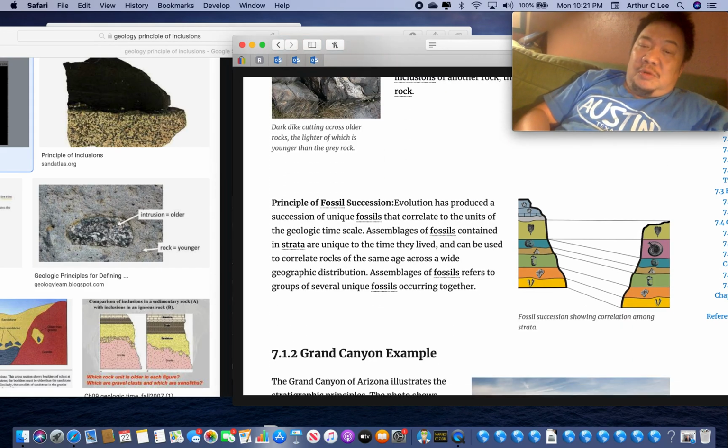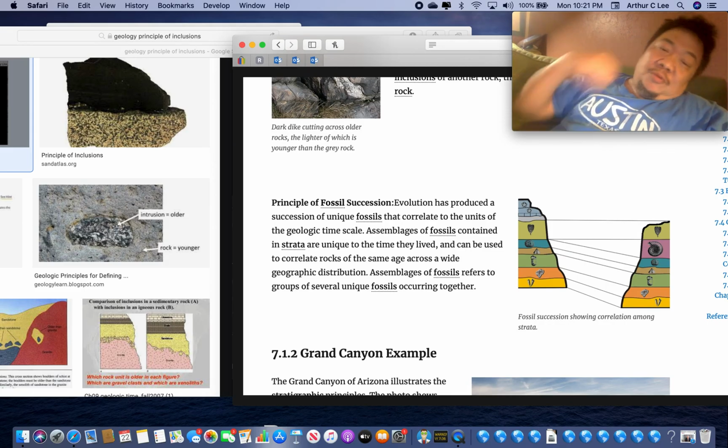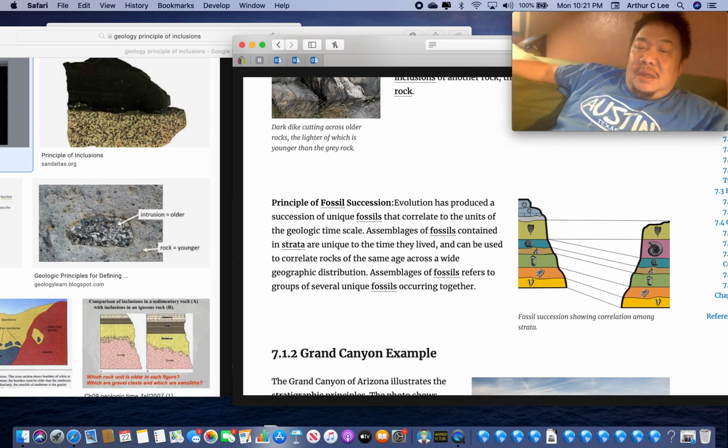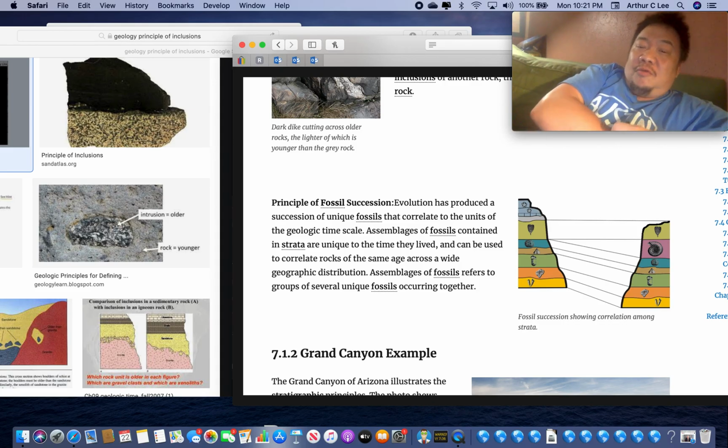The last principle of relative dating is the principle of fossil succession. And this one came from William Smith, an Englishman. In order to understand the principle of fossil succession, we have to remember that William Smith was a contemporary and a friend of Charles Darwin.